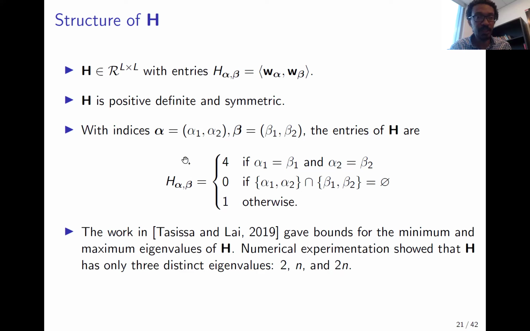Now, irrespective of the dimension, if you do numerical experimentation, you see that H only has 3 distinct eigenvalues: 2, n, and 2n. This is true irrespective of the dimension, and our goal is to understand why that's the case.